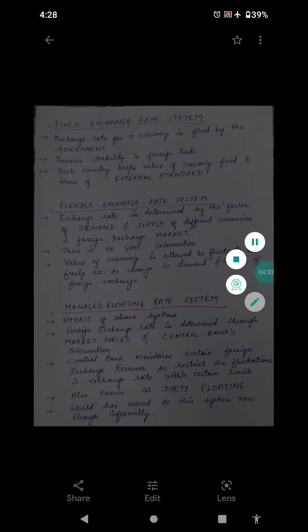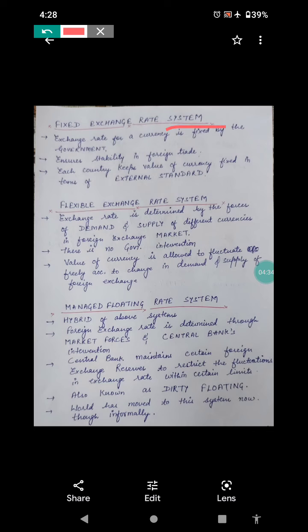But the demerit of this fixed exchange rate system is that a huge amount of foreign exchange reserves will be required. We will require a huge amount of reserves which need to be maintained by the country. And another thing is that the exchange rate is not really fixed. It may change also, it can't be fixed completely. So these are the disadvantages we can say.